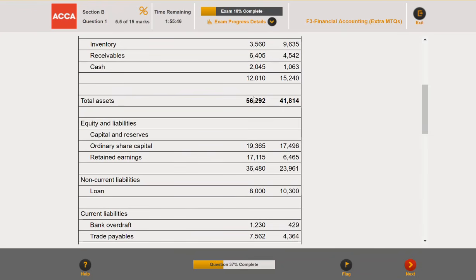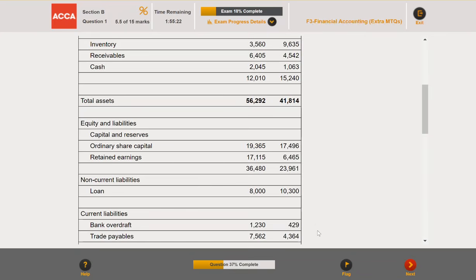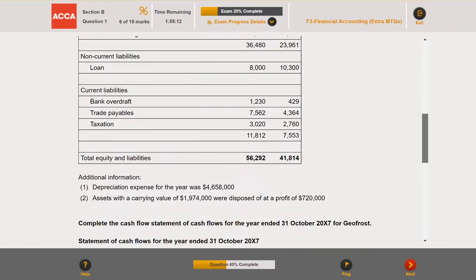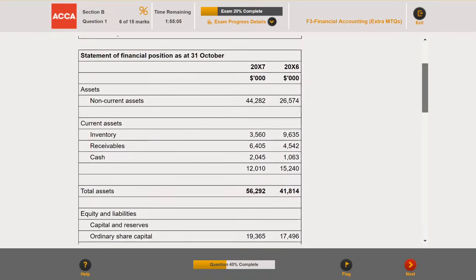So opening cash is 106.30. So 106.30 minus the overdraft, which is 429. It equals 634. So 634 is opening cash and cash equivalents. And then closing, again we have to take the opening and we have to take cash and minus the overdraft.